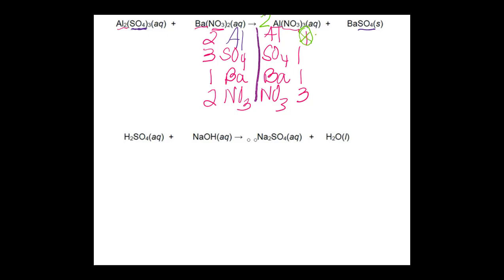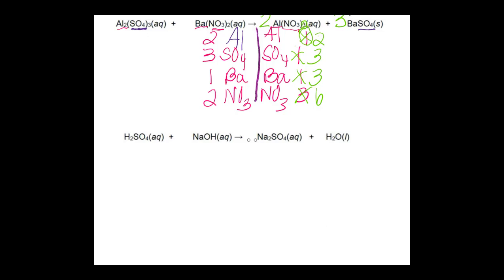That gives me 2 aluminums. But that also just doubled however many nitrates I had, and I had 3 nitrates. So now I have 6 nitrates. Let's keep going down. So my aluminums are good. I need 3 times as many sulfates on the right as I do on the left. So where my sulfate is, I'm going to put a 3 in front of it. I have to put it in front of the whole compound though. So that messes up my bariums. That gives me 3 bariums and 3 sulfates.